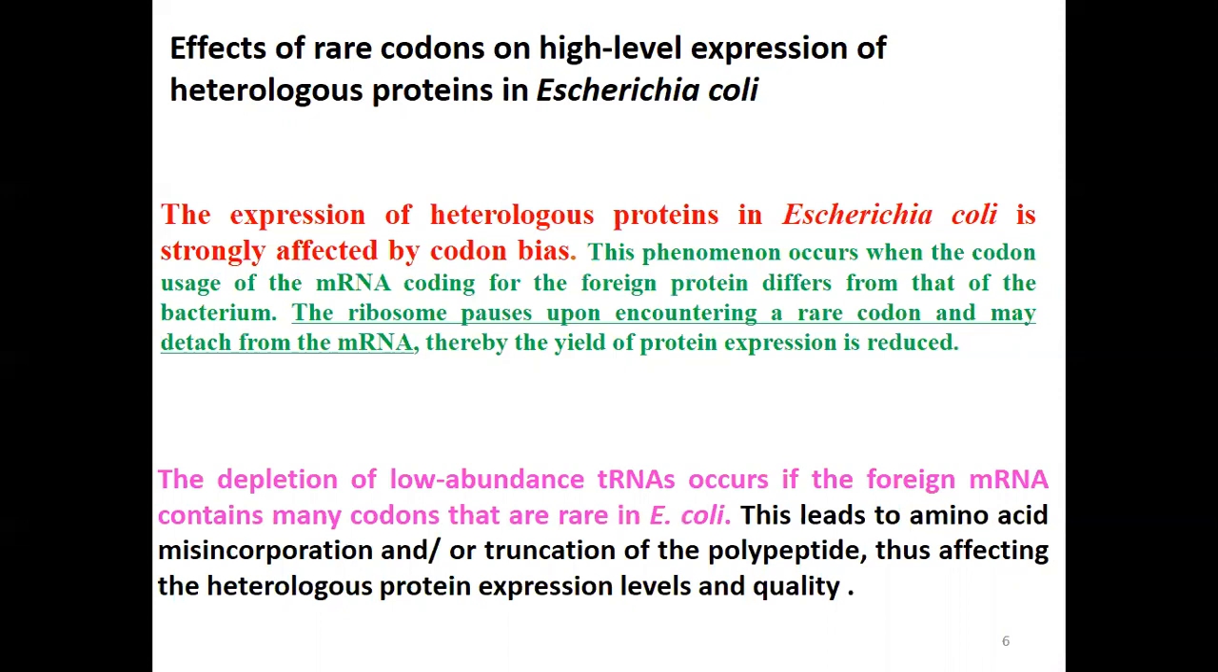the ribosome can pause upon encountering a rare codon. It will stop and search for that codon because it is present rarely in E. coli, but maybe in the parent strain from which that gene is derived, it is abundant. So it searches for it, but in E. coli it's rare. If the ribosome stops for a longer time on the messenger RNA, it can ultimately detach, or it can insert some wrong bases. So if rare codons are present, it means there is depletion of low abundance transfer RNAs, and this can lead to misincorporation and truncations, which will ultimately affect the heterologous protein expression.